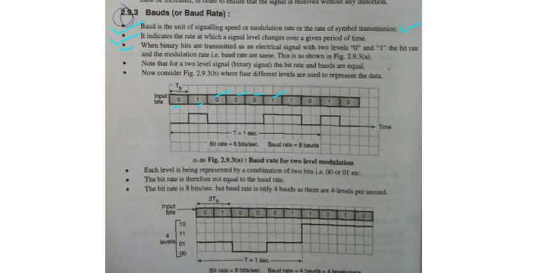Okay, when the bits are transmitted as an electrical signal, an electrical signal means a sine wave, in terms of voltage, with two levels 0 and 1, that is 0 and 1, the bit rate and the modulation rate, that is baud rate, are the same. So in that case bit rate and the modulation rate both are the same. Next point, note that for two levels, that is a binary signal, the bit rate and baud rate are equal.